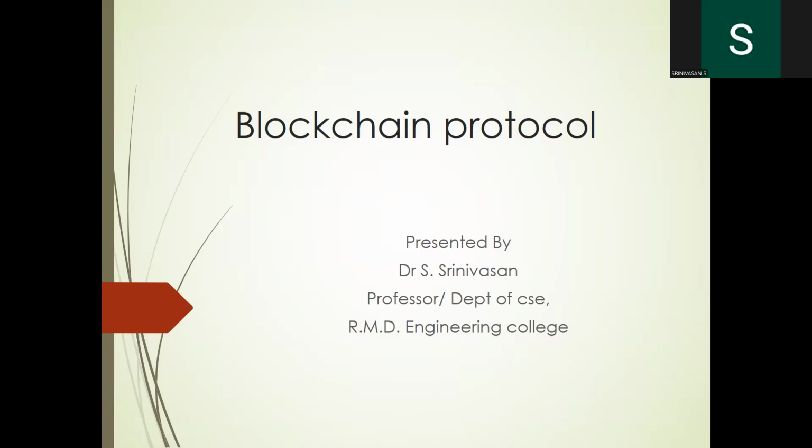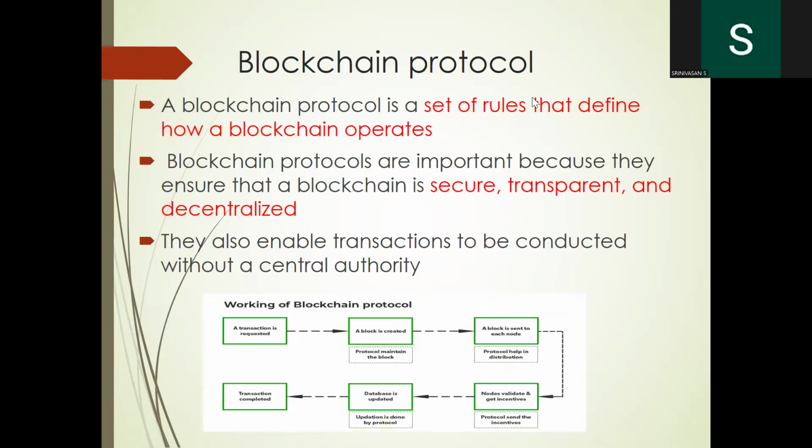In this video, I am going to tell about the blockchain protocol, which is used in the Bitcoin network. The blockchain protocol is actually a set of rules. It defines how the blockchain operates. Blockchain protocols are very important because they ensure security, transparency, and decentralization. It enables transactions to be conducted without a central authority.